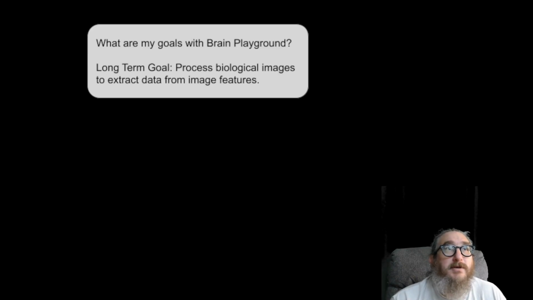So what exactly am I trying to make? I'm trying to make a program. This is my long-term goal, a program that will process biological images and extract data from those images. So what kind of data? Maybe the number of features, the size of features, the brightness or light intensity of features. There's all kinds of things I might want to measure from a biological image, but I want to create a program that can do some of that.